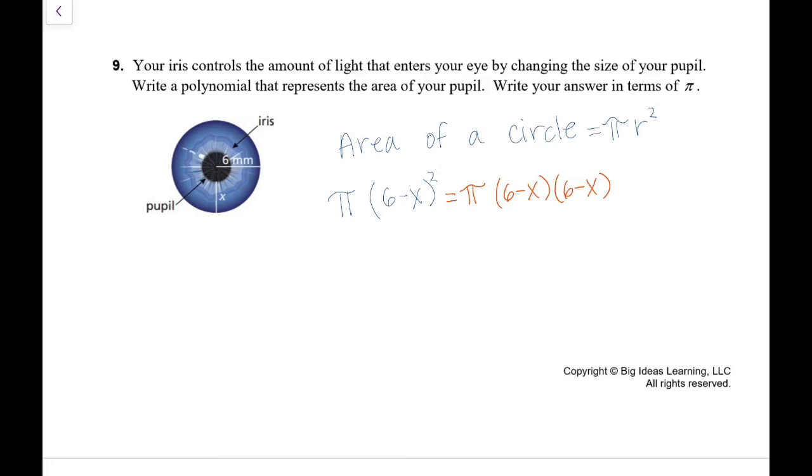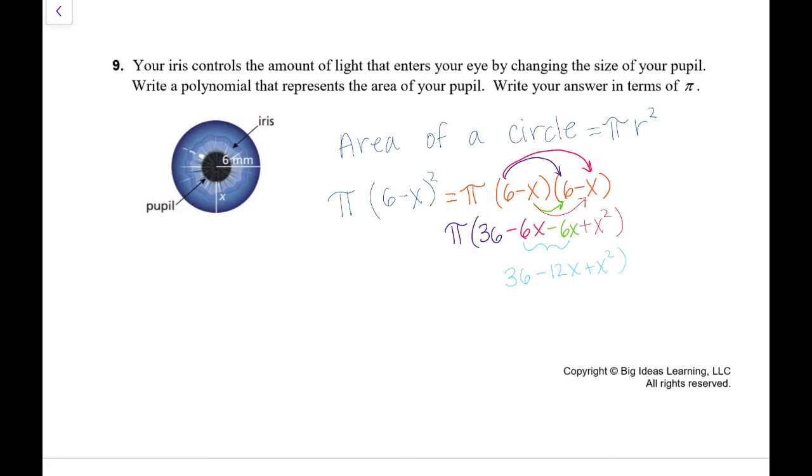Now I can times this in any order, but I'm going to take my two parentheses parts and I'm going to times those together first. I'm going to take 6 times 6 is 36. 6 times negative x gives us negative 6x. On the inside, I have negative x times 6 gives us negative 6x. And the last two terms are negative x times negative x. A negative times a negative is a positive. X times x is x squared. We're going to combine those middle two terms. We have negative 6x minus 6x, which is negative 12x. I just dropped down the 36 and the x squared.